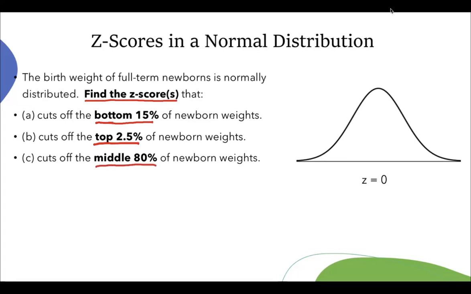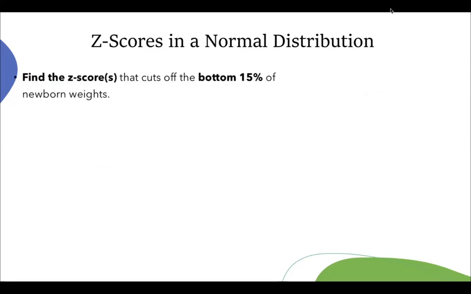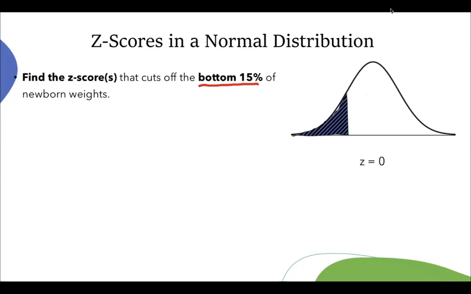I just want to make note that the phrase bottom 15% is also equivalent to saying the 15th percentile, because percentile refers to the area on the left, and that's what the bottom is. So part A could have been phrased as the 15th percentile. You want to be able to read the question and recognize that those are the same things. So with part A, the bottom 15%, the area that we want to shade in is the leftmost 15% of the curve. It doesn't have to be to scale, but you want to try your best.